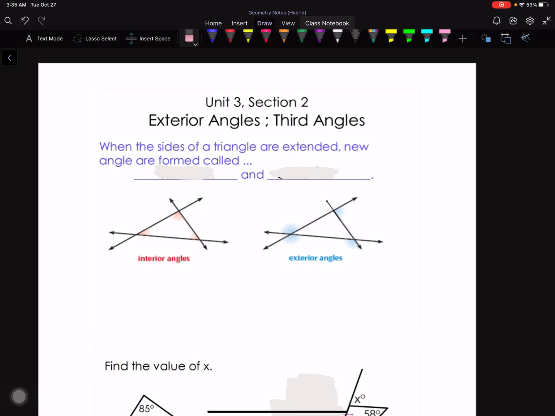All right, here we go. Unit 3, Section 2, exterior angles and third angles.